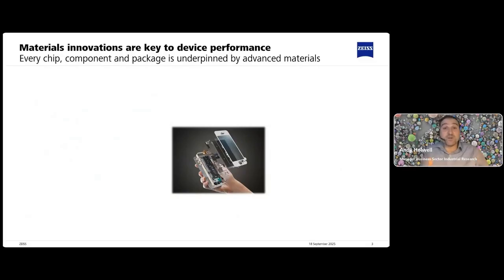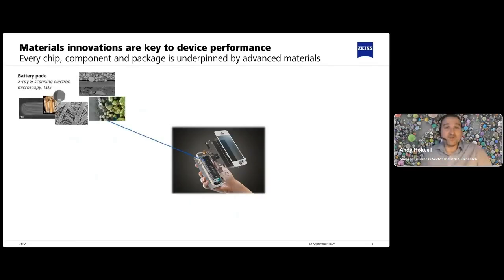I've used the example of a mobile phone here, but every chip, every component, the packaging, all of that is underpinned by advanced materials, and the way that device works, and any other device, can be studied by microscopy in so many different ways. Firstly, the battery pack, and those of you who joined us for our battery materials webinar a few months ago may recognize our cathode and anode materials, of course. We've got a separator material here as well, a next generation separator.